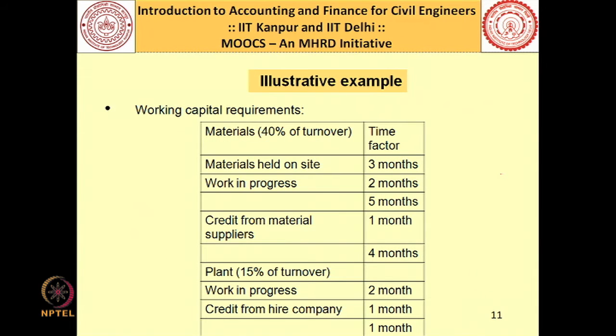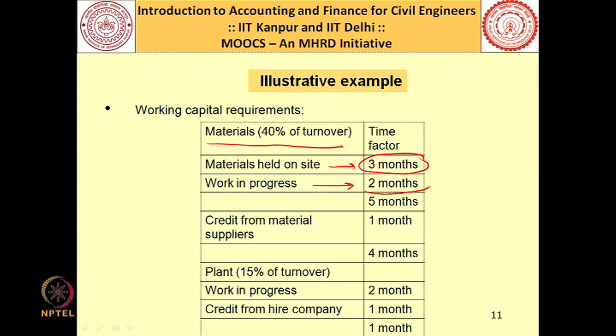So, how do we calculate this? Now, it is given that material constitutes 40% of the turnover, and the material that you need to keep at site is 3 months stock. So, 3 months stock anyway you have to keep at the site. Then it is also given that it takes 2 months from the time you start the work to the time you realize the payment.